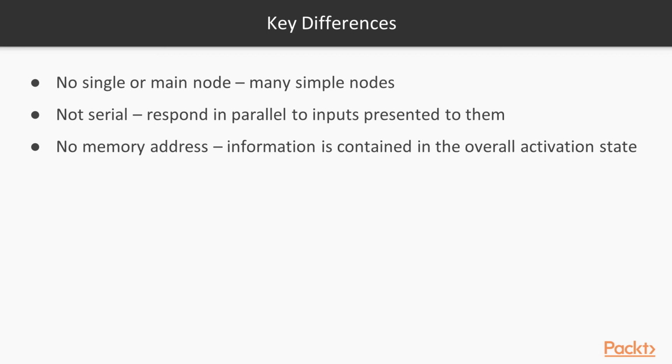Not serial. ANNs do not execute programmed instructions linearly or serially. They respond in parallel, either simulated or actual, to the inputs presented to them. No memory address to store results. There are also no separate memory addresses to store data within an artificial neural network model. Instead, information is contained in the overall activation state of the model.